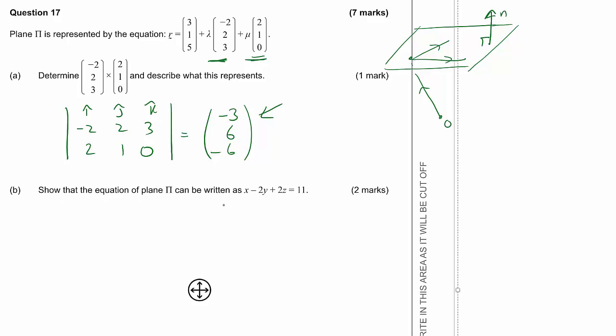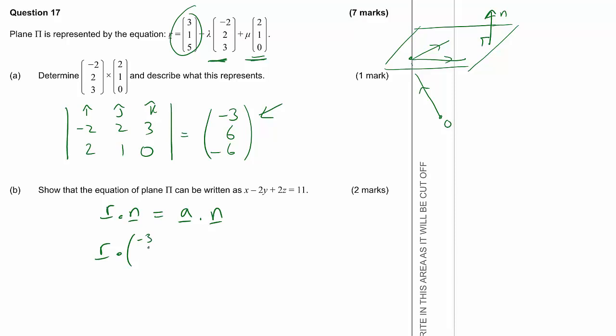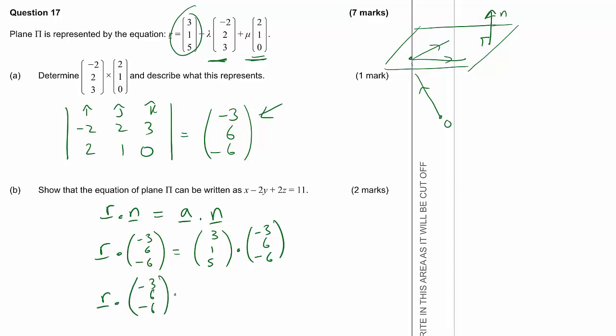Show that the equation of the plane can be written in this form. Well, we know that r dot n is equal to a dot n, where a is a known point on the plane, which we're going to use this one for. So r dot negative 3, 6, negative 6 is equal to 3, 1, 5 dot negative 3, 6, negative 6. So r dot negative 3, 6, negative 6 is equal to negative 9, add 6, take 30. So that's negative 39, add 6, which is negative 33.